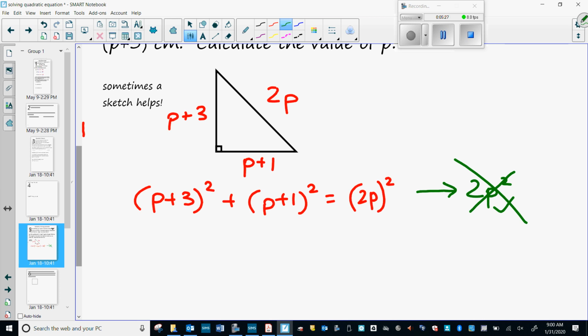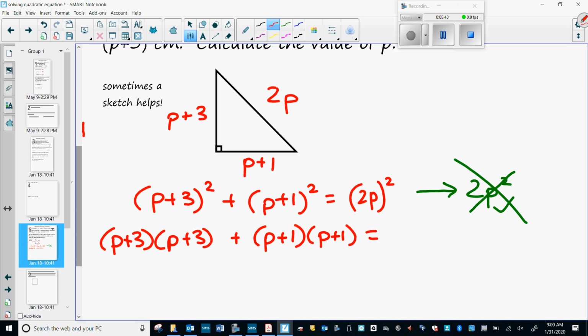How am I going to deal with those? Square root. Julia? Well, you're gonna do p plus 3 and p plus 3, and then you're gonna FOIL it. Nice. So I'm going to actually write my brackets out because I want to make sure that I don't make a mistake and try and do stuff in my head. I can do this expansion though. What's 2p all squared?